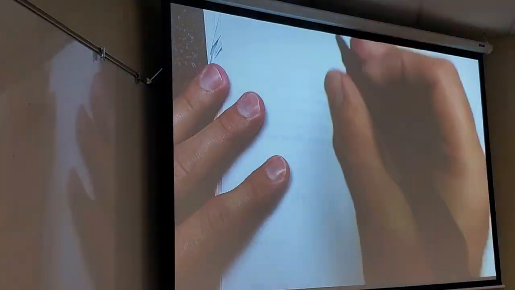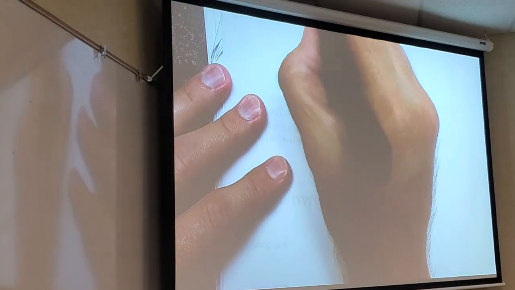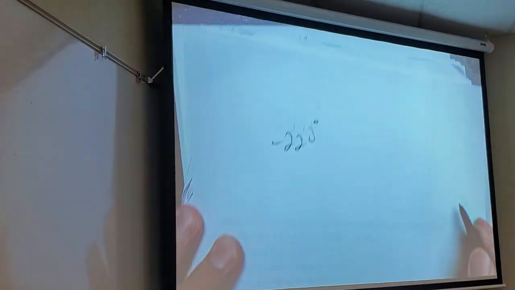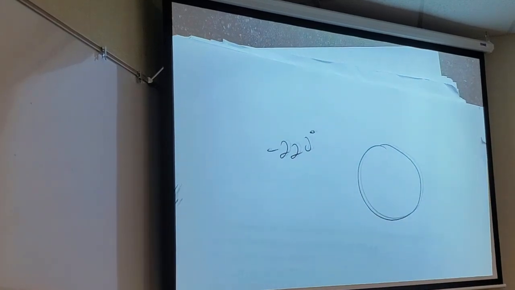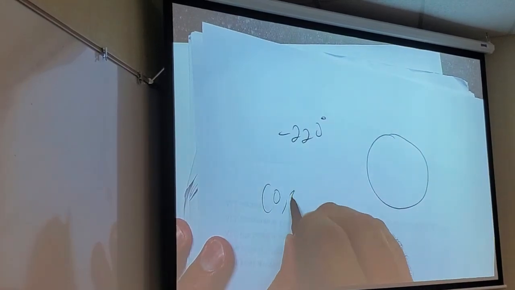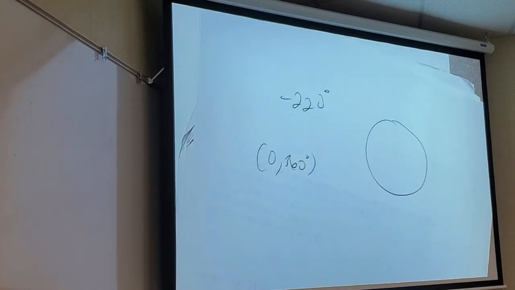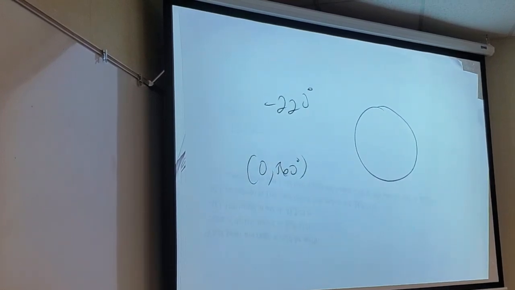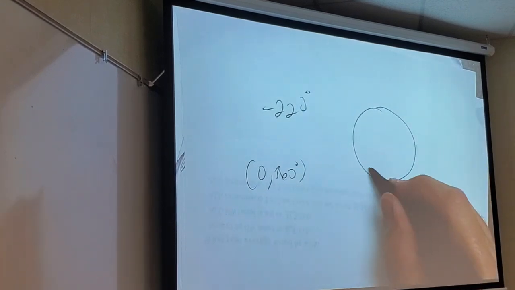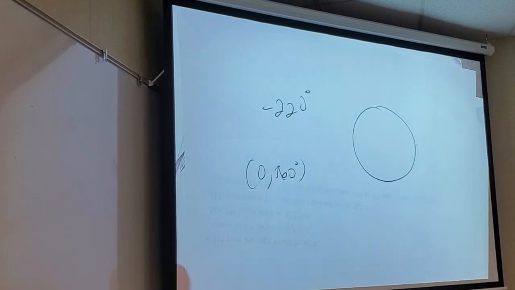If I told somebody to go negative 220 degrees, can you tell me, between 0 and 360, where would they be facing? Don't say anything. So they go back 220 degrees. Where will they end up facing? See how you guys do this.